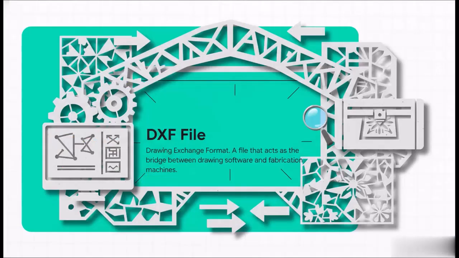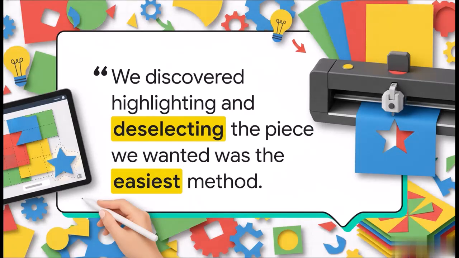Once that design is locked in, you save it as a DXF file. Just think of this file type as a universal translator. It's the standard format that acts as a bridge, letting your design software speak the same language as the cutting machine. Now, here is something really cool that came directly from student trial and error. When they first tried to cut the whole scene, the machine wanted to cut every single layer on one piece of paper. Total chaos. But through experimenting, they figured out the trick. In the software, you have to select only the one piece you want to cut and deselect everything else. That way, each color gets cut on its own sheet. It was a classic aha moment that came from just messing around and learning by doing.